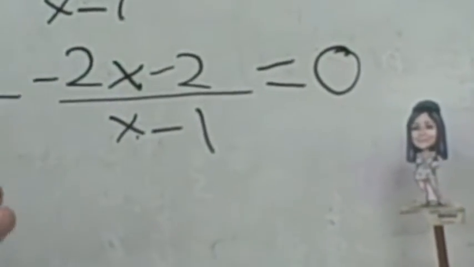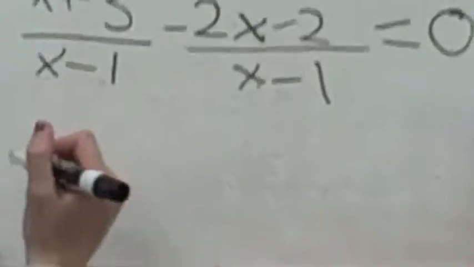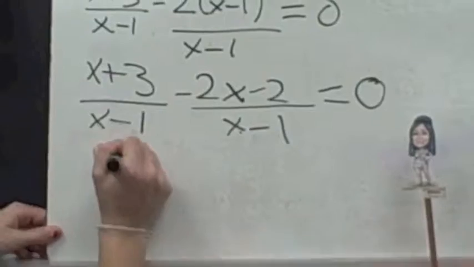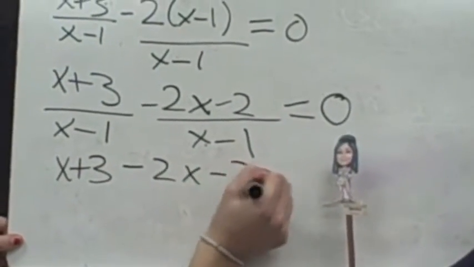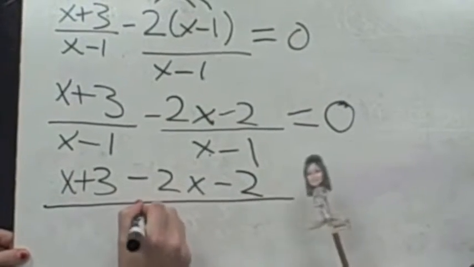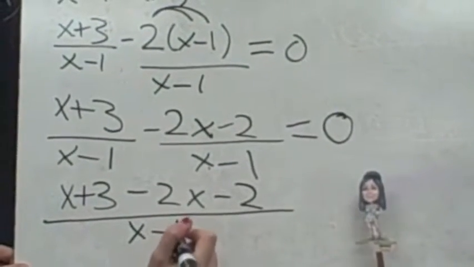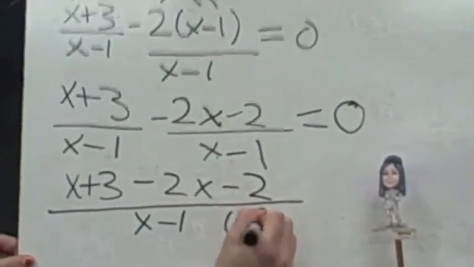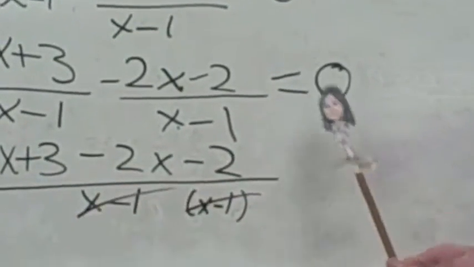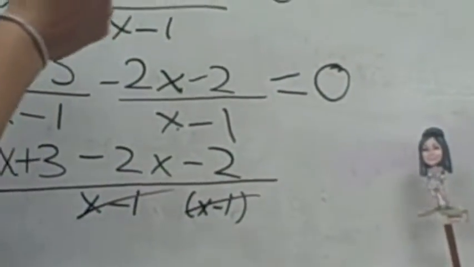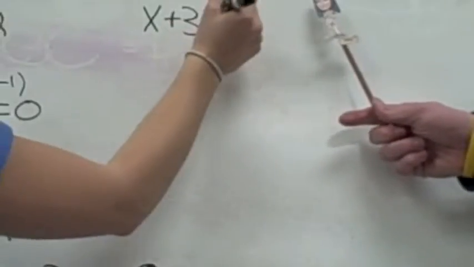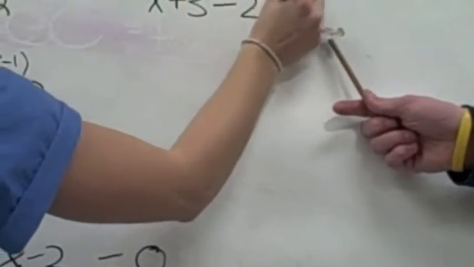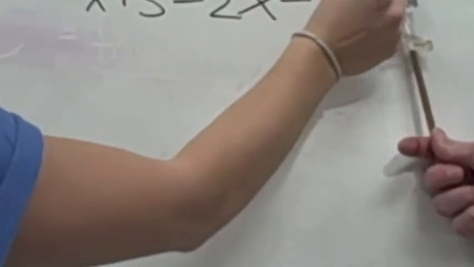Since we have a common denominator of x minus 1, we can cancel the denominator only because we're using an equality. Now we have the expression x plus 3 minus 2x minus 2 equals 0.